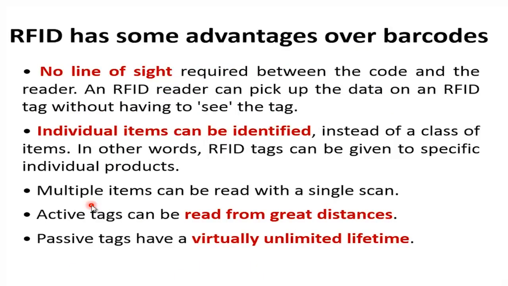So what are the advantages? No line of sight is required between the tag and the reader. This is the advantage over the barcode. With a barcode, you have to scan it through the barcode reader, but with RFID you do not need to place the reader against the RFID tag. It can be identified through the radio frequency.